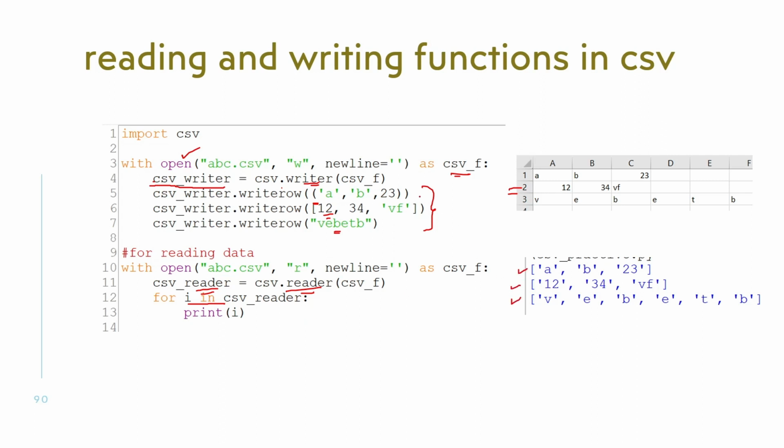Now you can observe here, in the first case data has been given as a tuple, but what we are getting is a list. In this case we gave a list of data, and we are getting a list of strings. Similarly, in the last case you gave a string, but what you got is a list of strings. So whatever iterable format you provide the data in when writing a file, when you are reading the data, you will always get data in the form of list of strings.